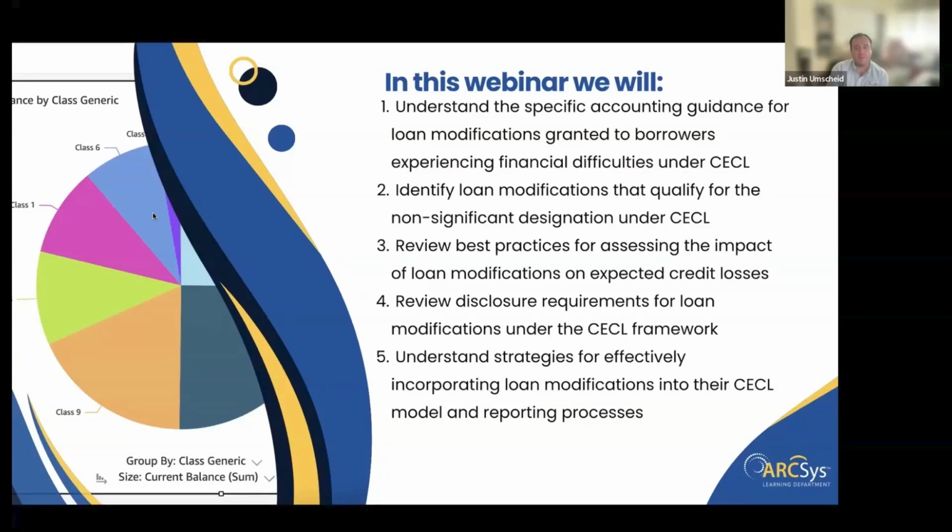I think that some of the updated guidance compared to when we were using TDR, disclosures have definitely gotten harder, not easier under CECL. So we're going to spend some time really understanding the changes there and what you all are going to be required to do for your disclosures for modifications. And then just kind of, again, working through strategies to make this as efficient and as simple as possible.